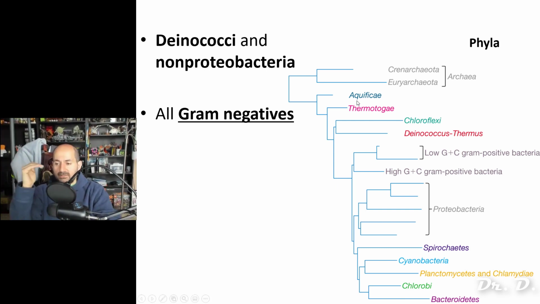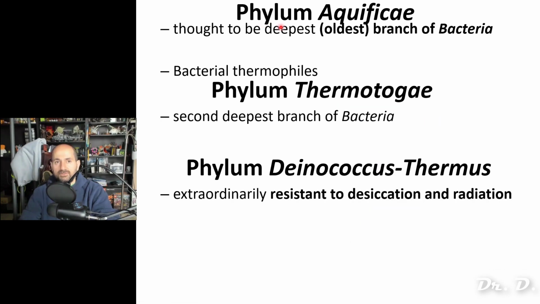We're going to go phyla by phyla, and we're going to talk about each phylum. All right? So we're going to start with what? Aquaficiae. Let's start with this one. So Aquaficiae, what do I want you to know about them? These are the oldest bacteria. These are the most ancient bacteria. All other bacteria kind of branched off from a common ancestor of these bacteria.